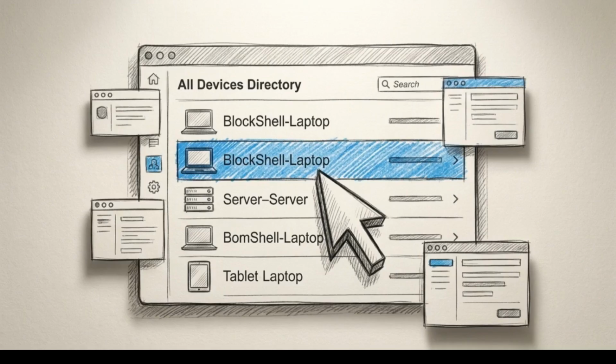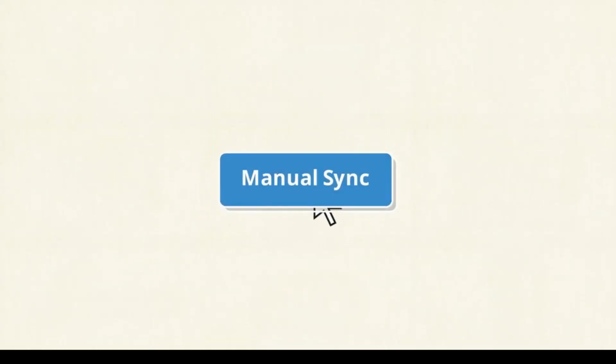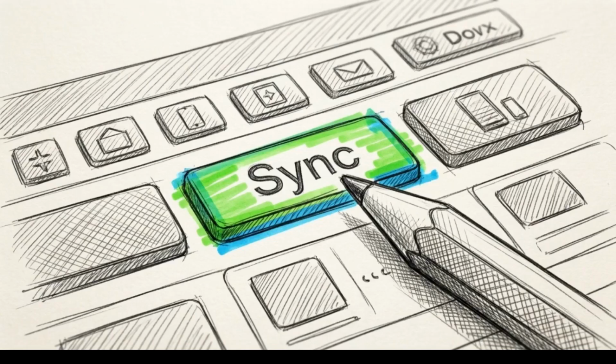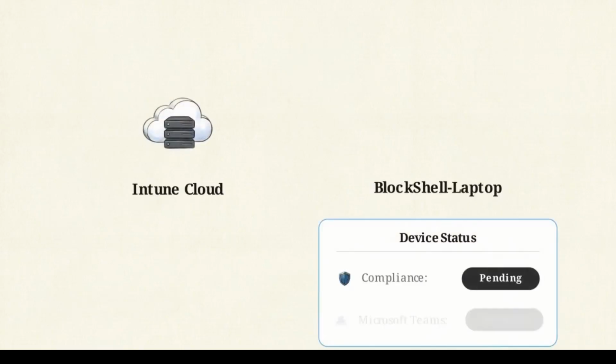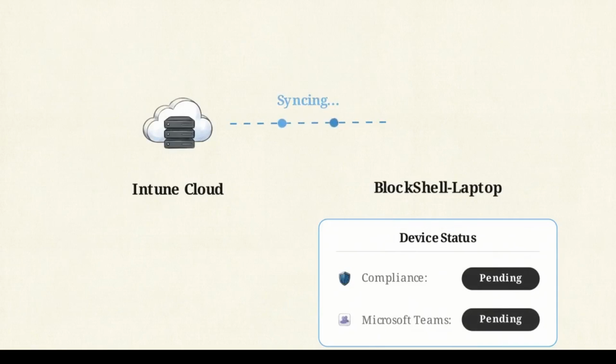Here in the Intune directory, we target a specific endpoint named blockshell.laptop to verify our work. Instead of waiting for the standard check-in schedule, we execute a manual sync to bypass the timer and force the device to pull the new policies immediately. This is where many administrators encounter anxiety due to propagation delay. The communication handshake takes time, so you have to be patient as the system processes the request.